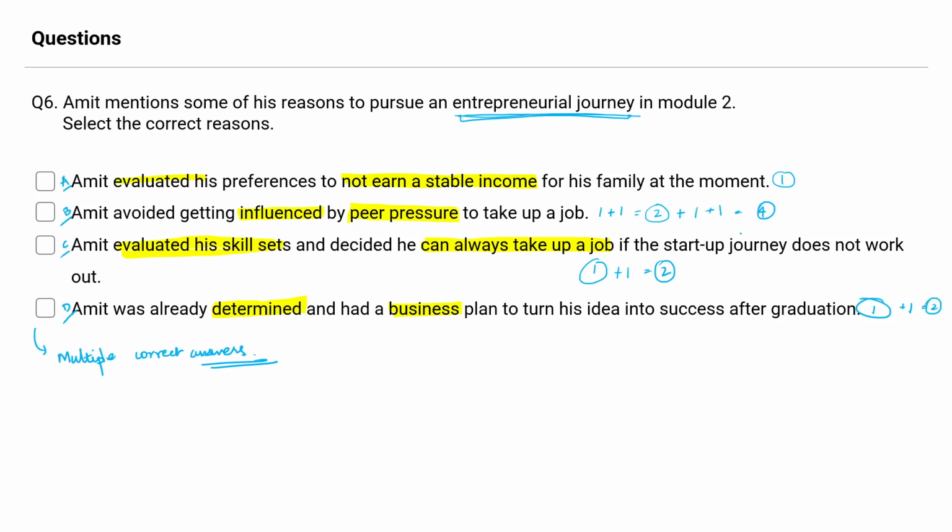Okay. So as of now, we have got four votes for B, which is Amit avoided getting influenced by the peer pressure to take up a job. The second best option is he evaluated his skill sets that he can always take up a job. The second, also with two votes, is Amit was determined and had a business plan to turn his idea into success. And we have got one vote for the option that he evaluated his preferences. He discussed with his family whether they need a stable income or not at that particular moment. Okay. So interesting. We can see the votes for all the four options.